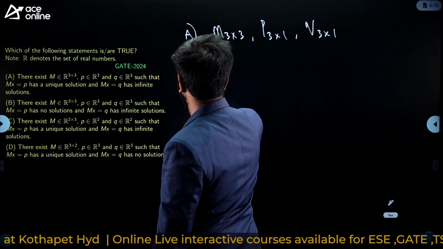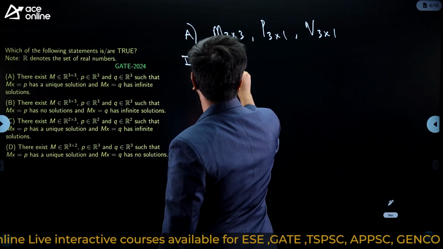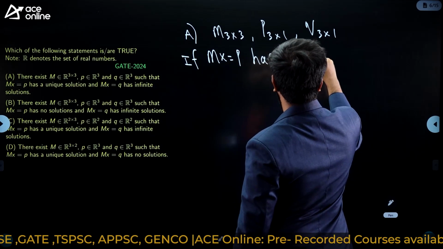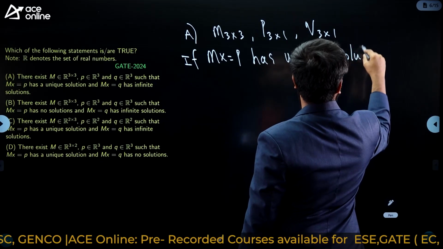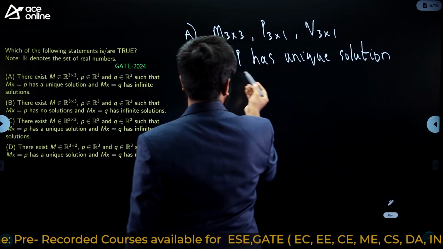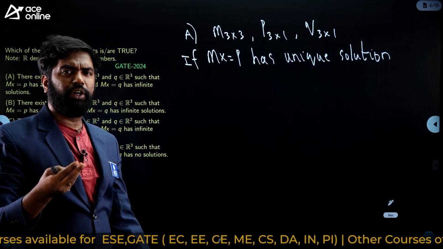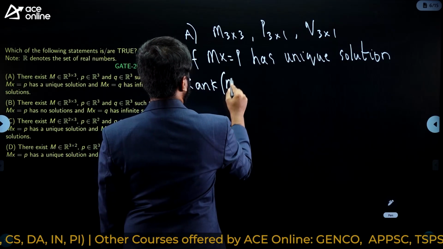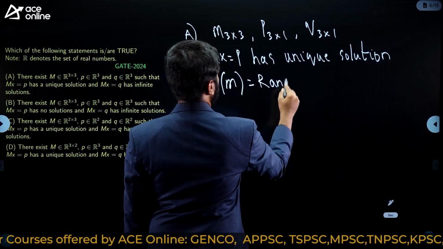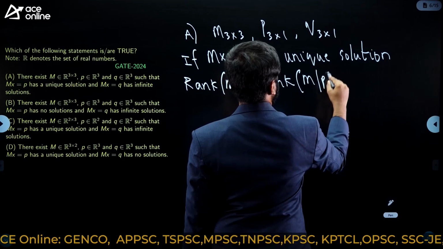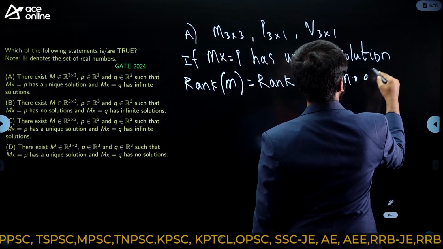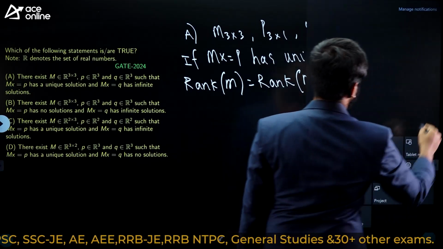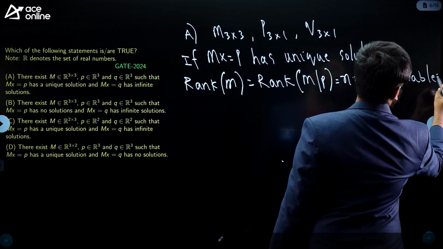So let's write like this: if Mx equal to P has unique solution, let's see what happens. Do you know what are the consequences, or when do we get unique solution? We get unique solution whenever rank of M equal to rank of the augmented matrix MP equal to number of variables.